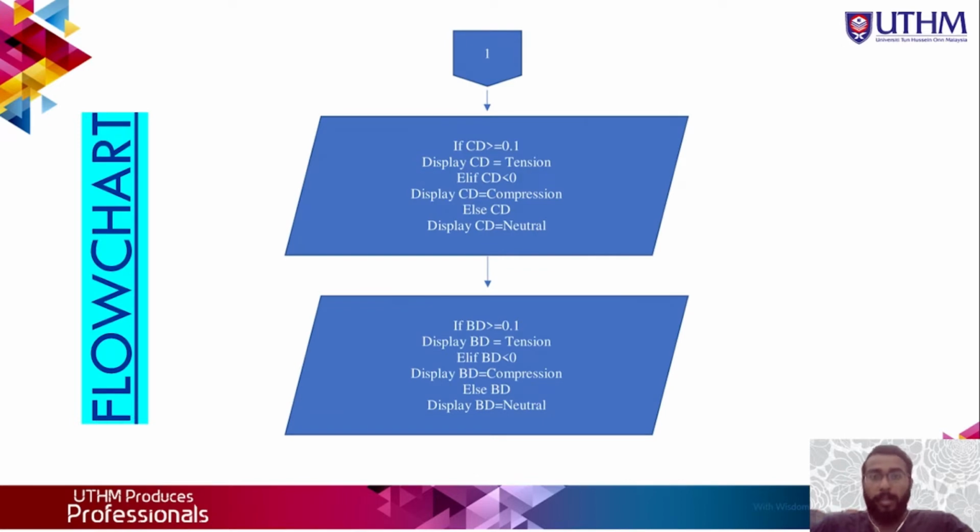On the next page we continue with CD. If CD is bigger than 0.1, display CD equals tension. If CD is lesser than 0, display CD equals compression, else display CD equals neutral. This is followed by BD also. If BD is more than 0.1, display BD equals tension. If BD is lesser than 0, display BD as compression, else display BD equals neutral if the value of BD is 0.